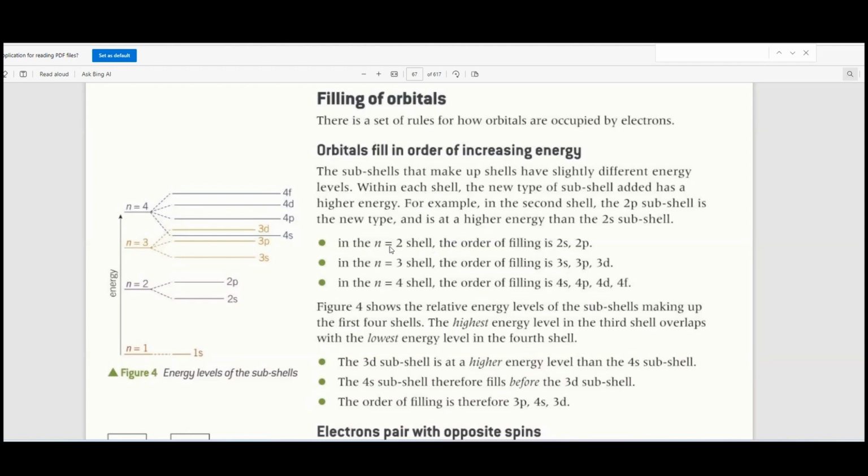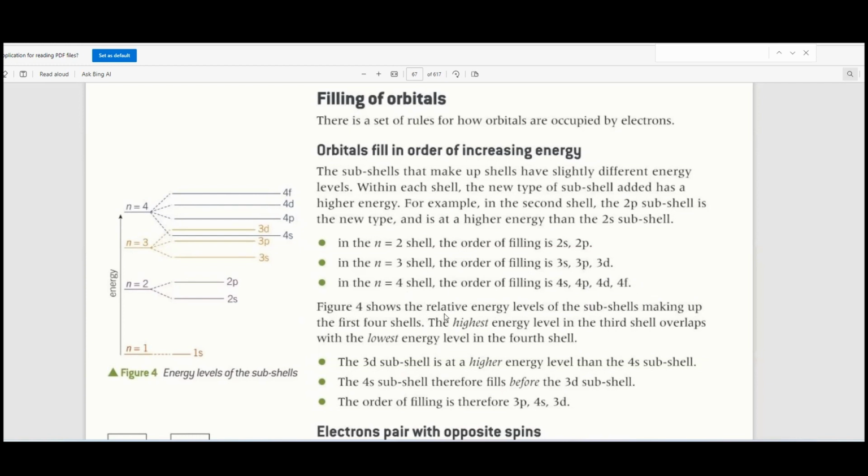If we talk about n equal to 2, which is the second shell, the order of filling is that first S will be filled and then P. In the third shell, the order of filling is that first S, then P, and then D. In the fourth one, it's S, P, D, and F. So F is the one that will be filled last.